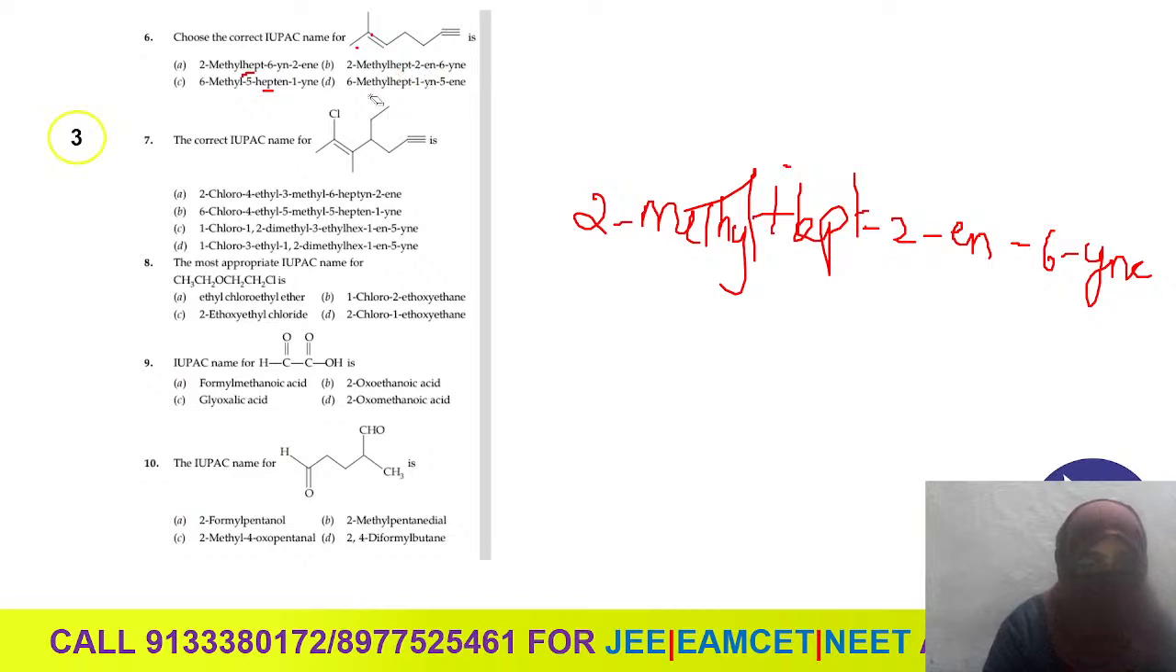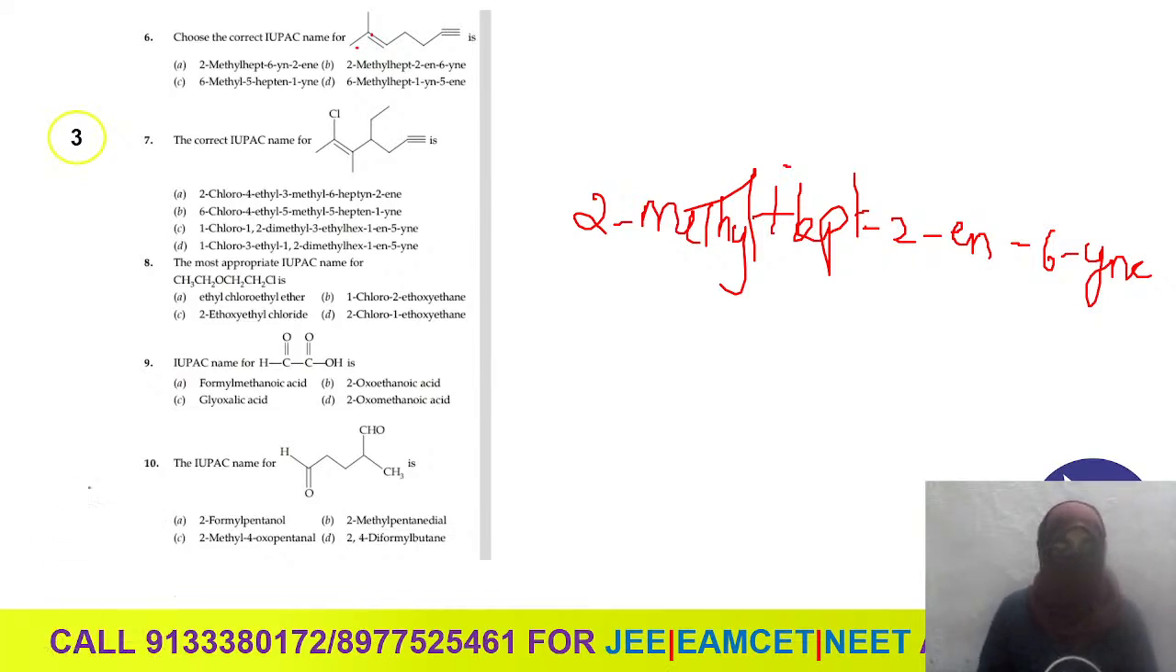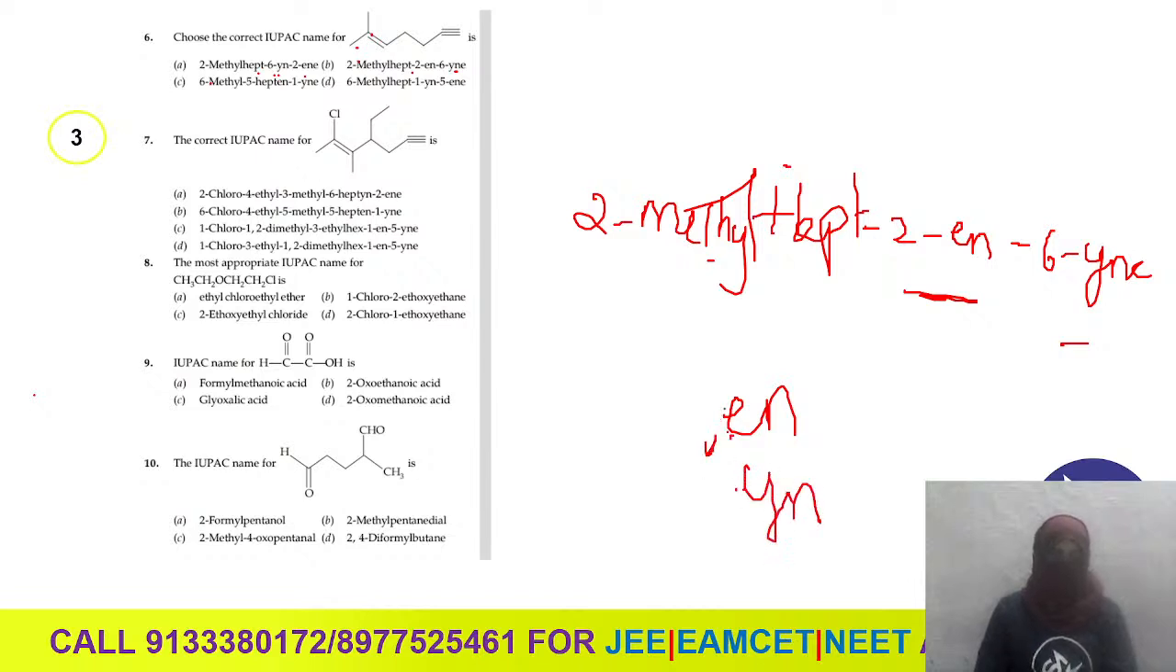Now what they have done here to confuse us. You can see that they are confusing us between A and B, because A also contains 2-methyl, B also contains 2-methyl. The thing is, you just go further: hept-6-ine-2-ene, hept-2-ene-6-ine. What do you think? Should the double bond name be written first or the triple bond? Double bond is ene, triple bond is ine. You can see alphabetically, ene comes first, hence the double bond name should be written first.